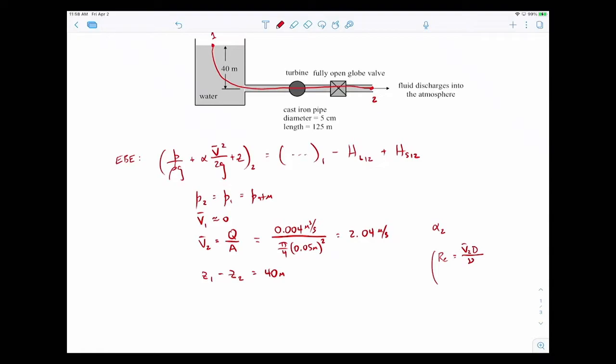V2 is 2.04 meters per second. The diameter was 5 centimeters. Kinematic viscosity is given in the problem statement. I won't write those down for the sake of time, but what does the Reynolds number come out to be? It comes out to be 101,500.